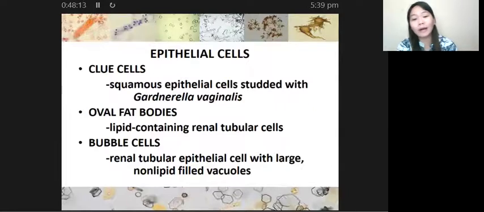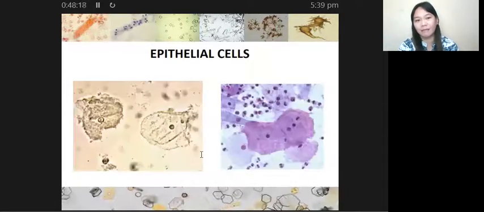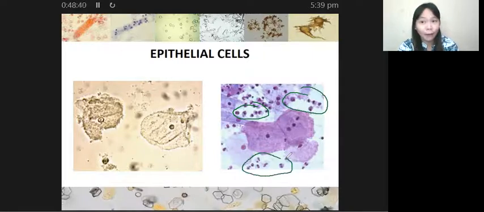Okay, so how do they look like under the microscope? So first, we have our clue cells. O, di ba? Yan, studded with Gardnerella vaginalis. And as you can see here sa ating PowerPoint, makikita mo talaga along with your clue cells, there are a lot of neutrophils. Oh, ang daming neutrophils. 'Di ba? Ayan. So indicative that there is a bacterial infection happening in the vagina of our patient. Okay? So yan, makikita mo yan.